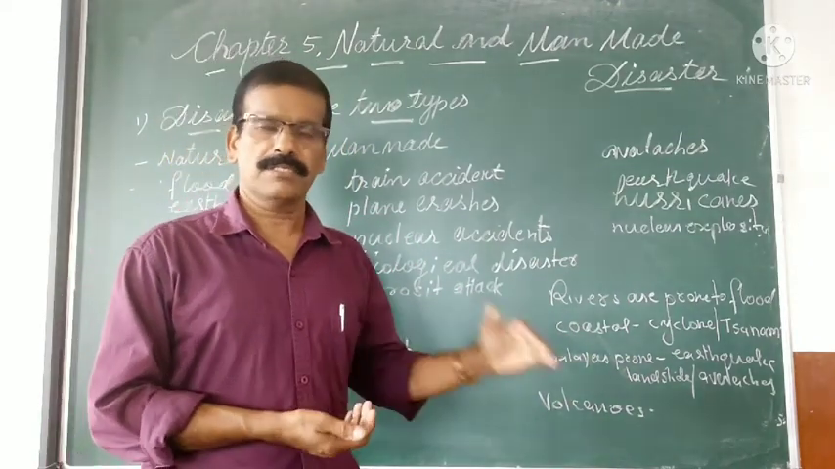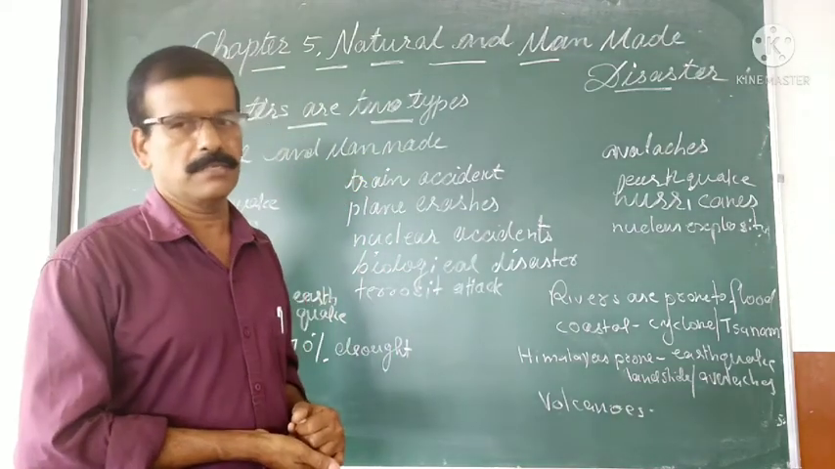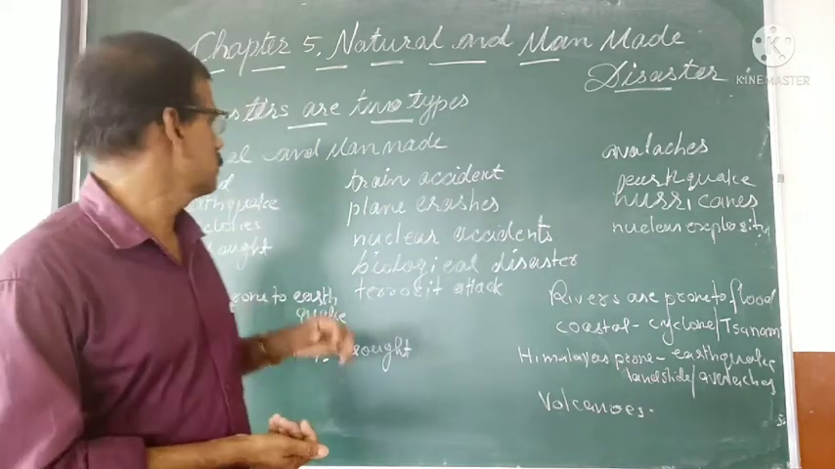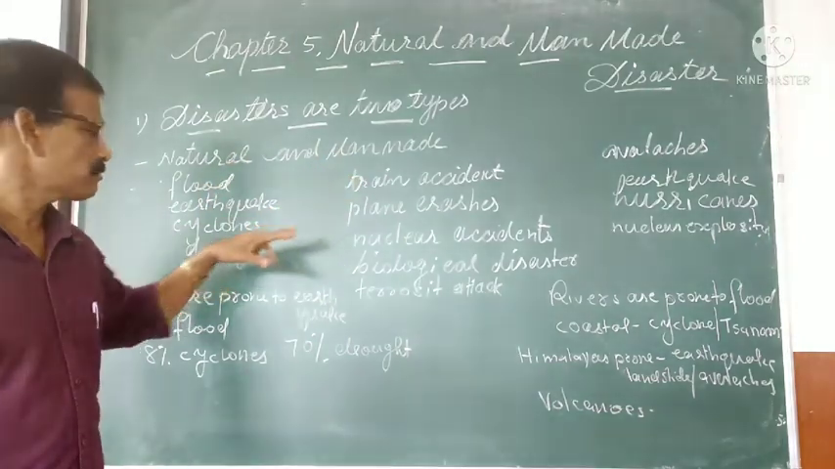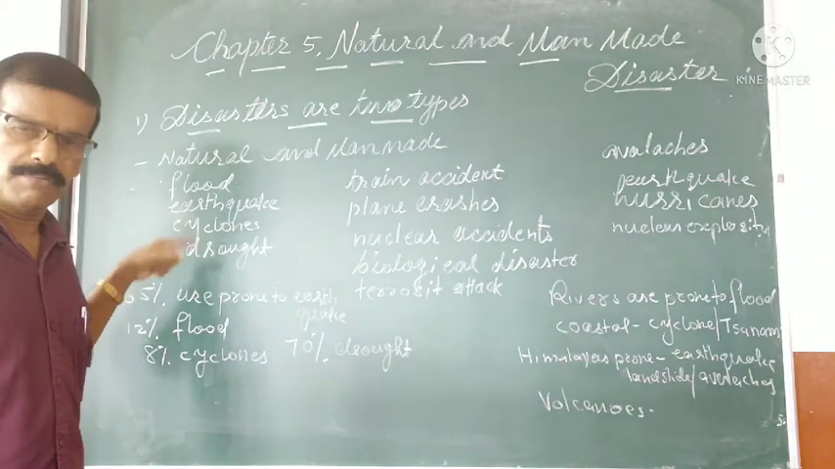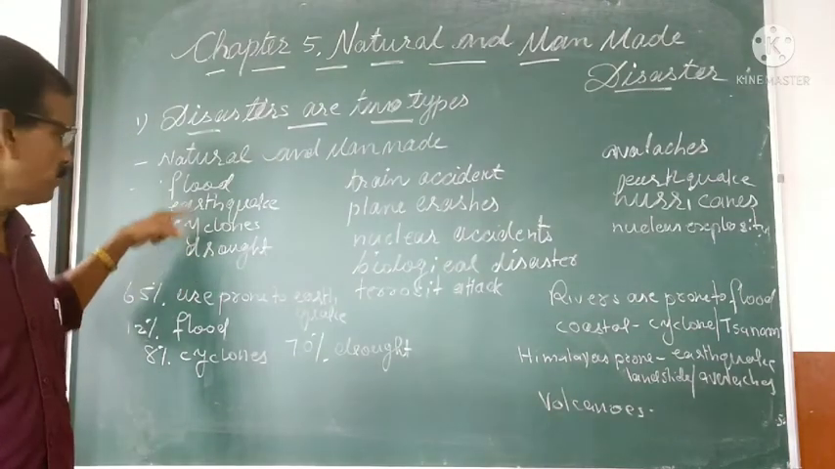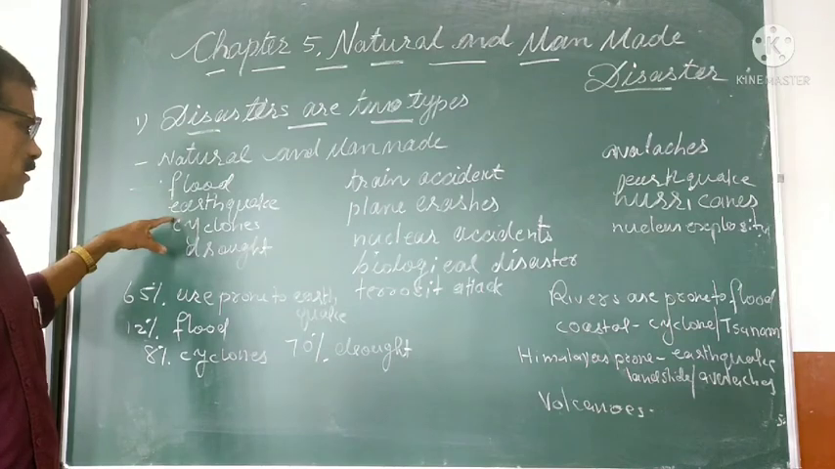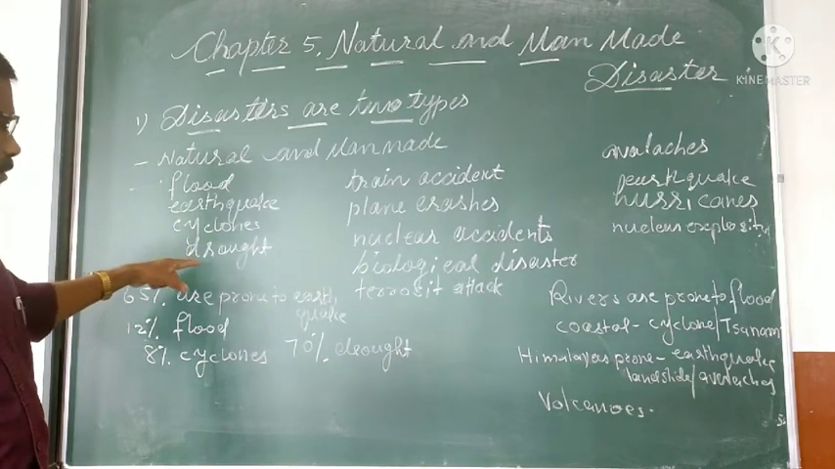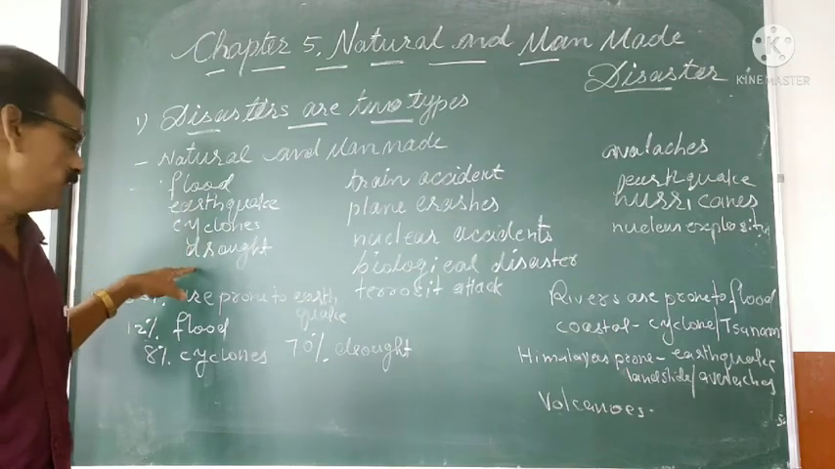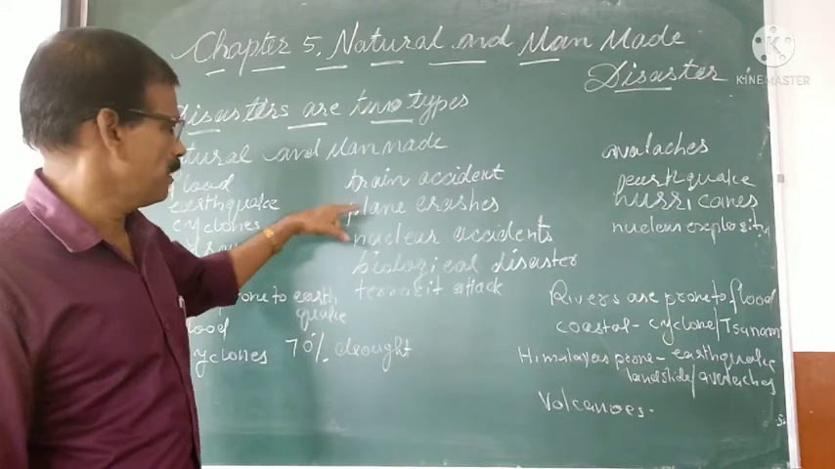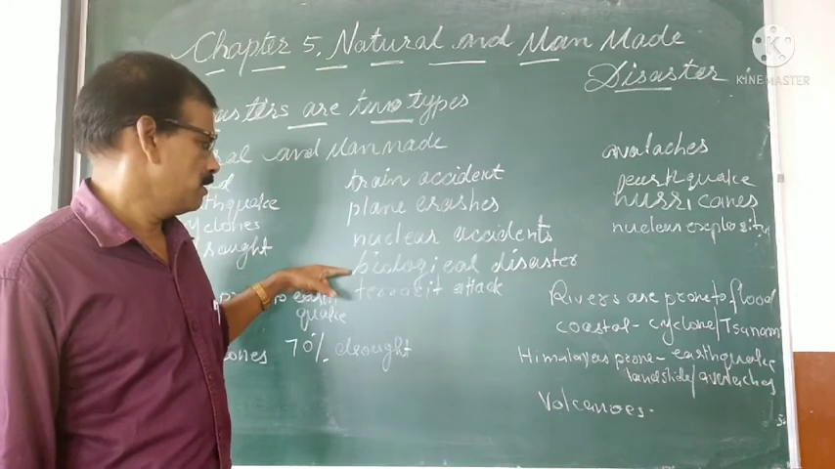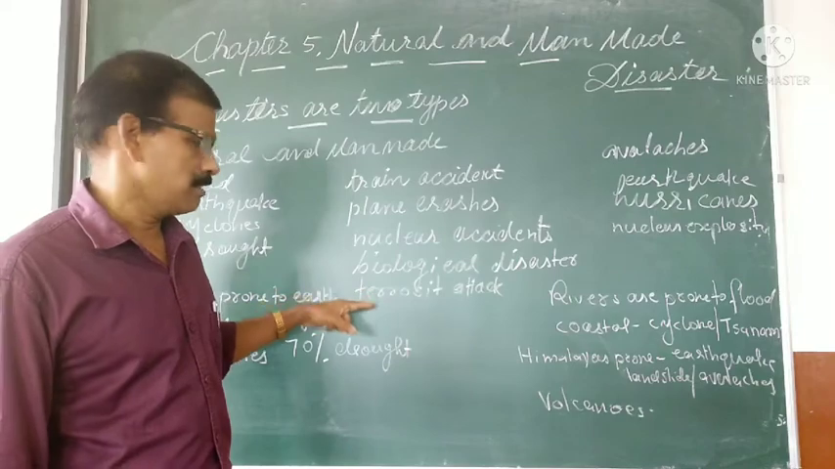So here, disasters are again divided into two categories. Let us see what the two categories of disasters are, and these are natural and man-made. Here a list is given. From this we can see which activities come under natural disasters. They are flood, earthquake, cyclones, and drought. These are the examples of natural disasters. Examples of man-made disasters: train accident, plane crashes, nuclear accident, biological disaster, terrorist attack.